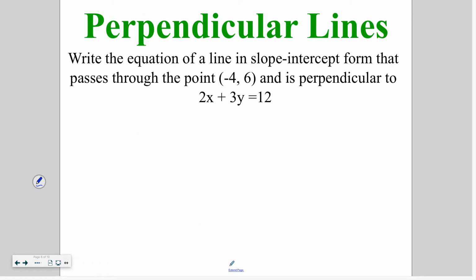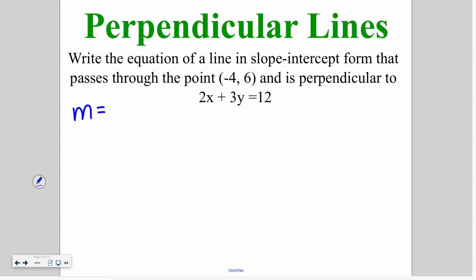The other thing that we're looking to find today is perpendicular lines. So we've got the writing the equation in slope-intercept form for the line that passes through the point -4, 6 and is perpendicular to 2x plus 3y is equal to 12. Right now this equation is in standard form. We could rearrange it to slope-intercept form to find that slope value, but there is a shortcut. So there is a shortcut if you're in standard form and you want to pick out the slope.